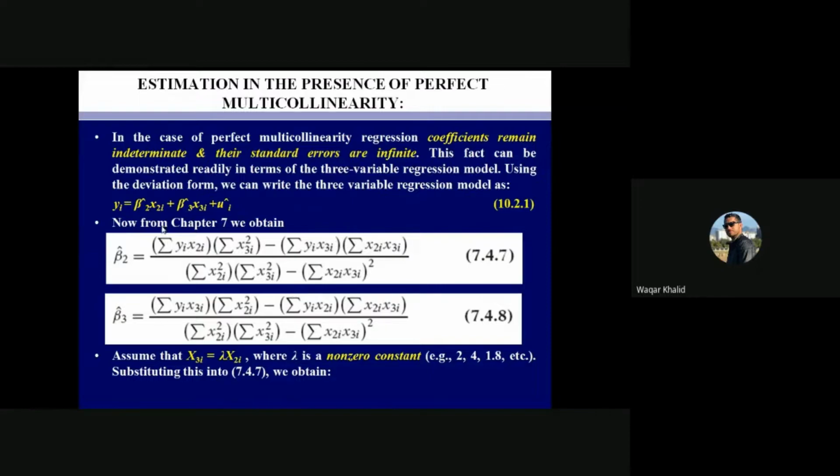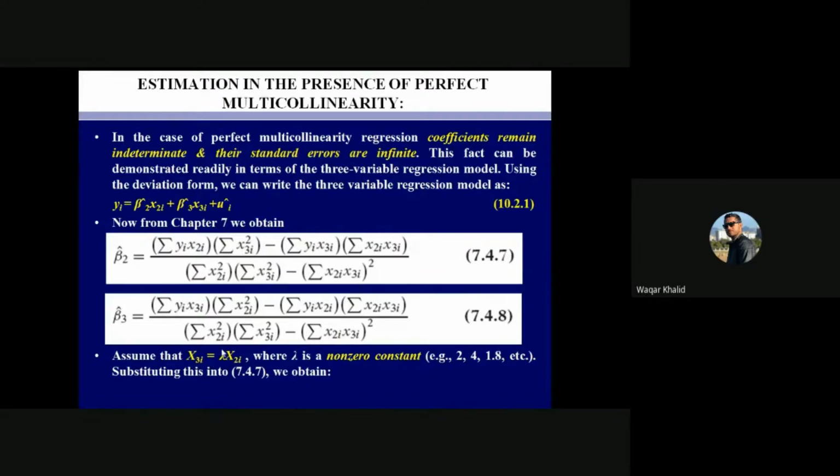For example, we have this regression model, yi is equal to beta 2. Actually, this regression model is in deviation form. When you read the book, you will find how we can formulate this model. But very simply, this is beta 2. You can calculate beta 2 from this expression, and similarly you can calculate beta 3 from this expression. And we are saying that suppose x3 is equal to lambda x2. It means there is a perfect linear relationship.